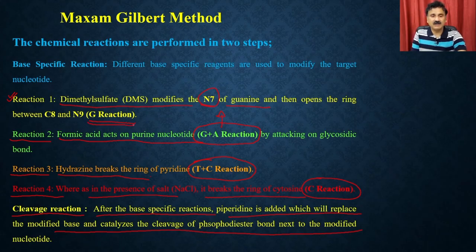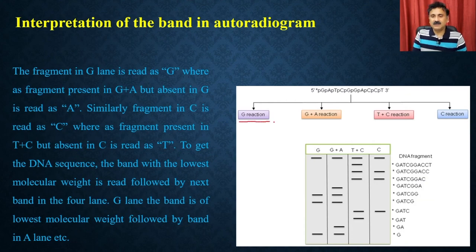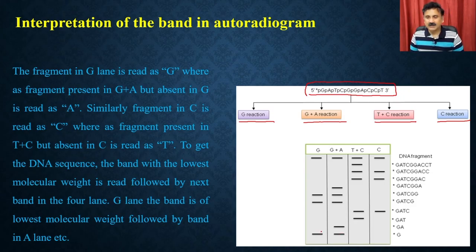So you have fragments which contain the G reaction, fragments from the G plus A reaction, fragments from the T plus C reaction, and fragments from the C reaction. If you analyze them on a high resolution polyacrylamide gel, the pattern will look like this. You have the G reaction, G plus A reaction, T plus C reaction and C reaction. If you started with this DNA sequence, this is what you are going to get. If you have two bands which are very close to each other or at the same location, then you read the G, not the G plus A, because it has already been present here.